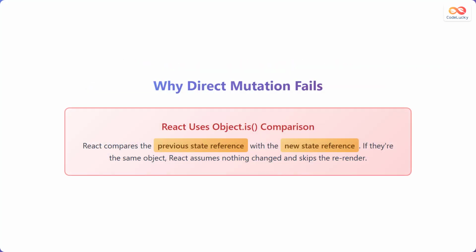React uses Object.is comparison to determine if the state has changed. React compares the previous state reference with the new state reference. If they're the same object, React assumes nothing changed and skips the re-render.